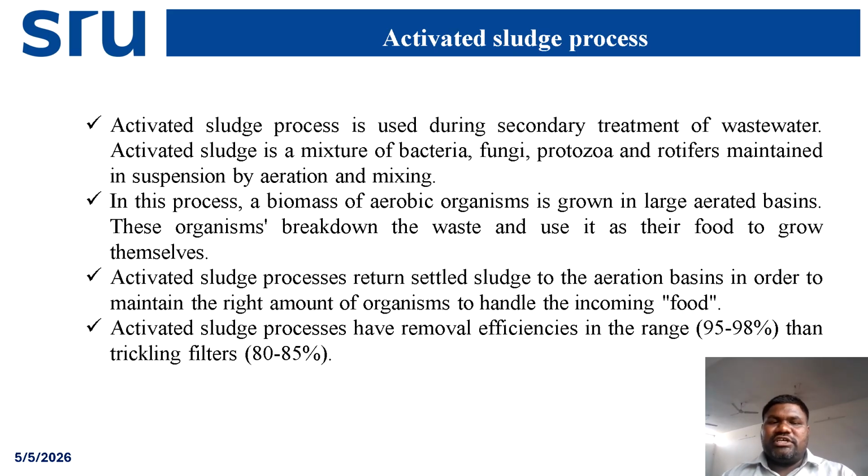In this process, a biomass of aerobic organisms is grown in large aerated basins. These organisms break down the waste and use it as their food to grow themselves. The activated sludge process returns settled sludge to the aeration basin in order to maintain the right amount of organisms to handle the incoming food. Activated sludge process has a removal efficiency in the range of 95 to 98 percentage, better than trickling filters.